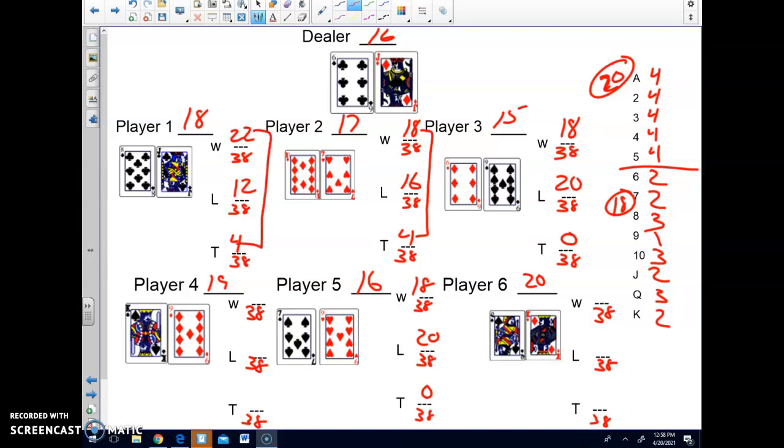22 and 4 is 26. Go to the 19. 26 cards that win. 4 cards that tie. 8 cards that beat me. 26 and 4 is 30. 30 cards that win. 4 cards that tie. And 4 cards that beat me. Okay. And that's our next problem.